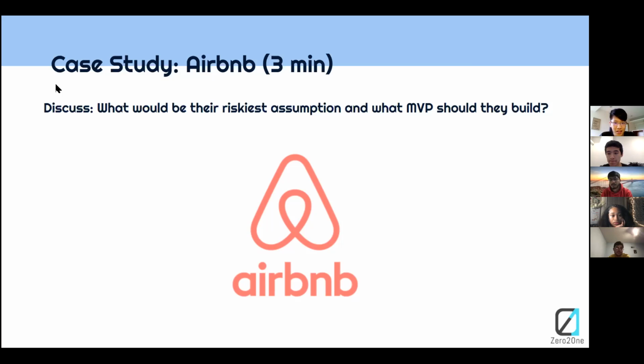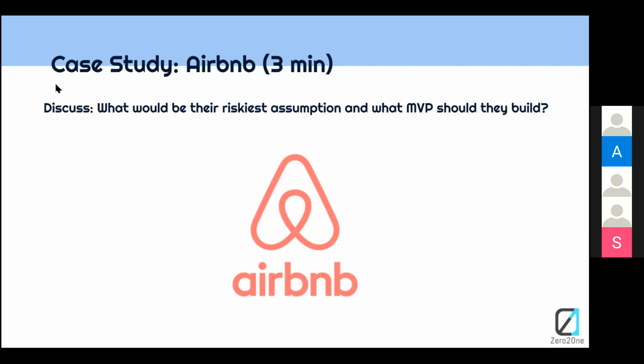Sid, do you want to go or should I? Yeah, so we discussed the same ideas that everyone discussed, where there is the issue of whether you want to stay at a stranger's house. We also discussed whether or not rentals would be welcoming to other people staying at their place. So it goes both ways. That would be the riskiest assumption they would have to make.